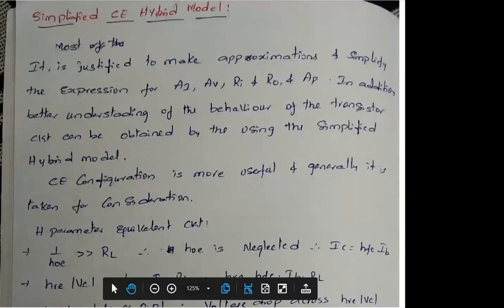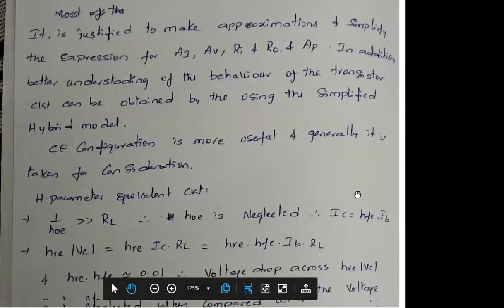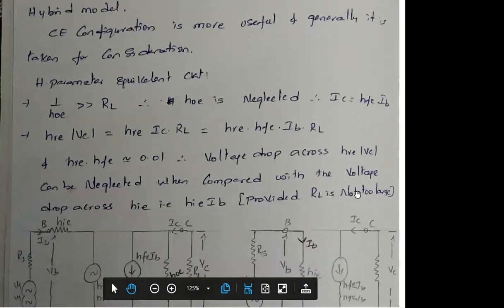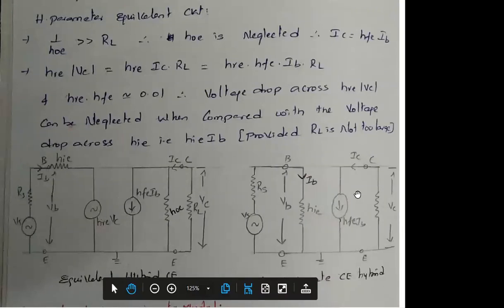In the last class we have verified the simplified configurations for H parameters. That is, in the CE configuration, what are the assumptions we need to take, and with the assumptions we have built the H parameter equivalent circuit. That is, we are eliminating the HRE into VC and 1 by HOE. That is, the equivalent circuit will be like this.